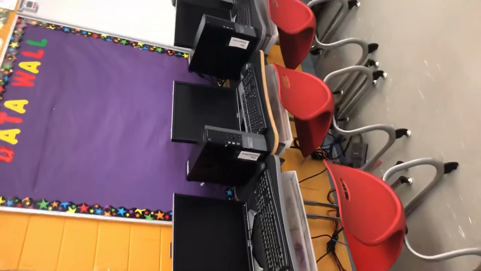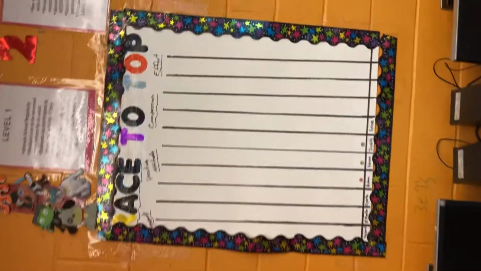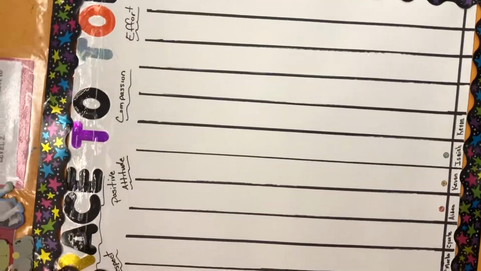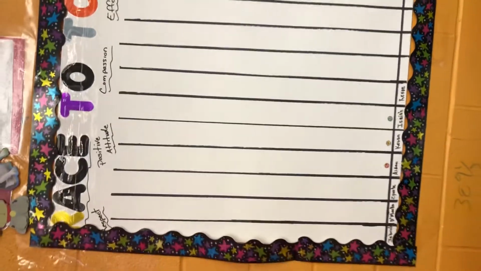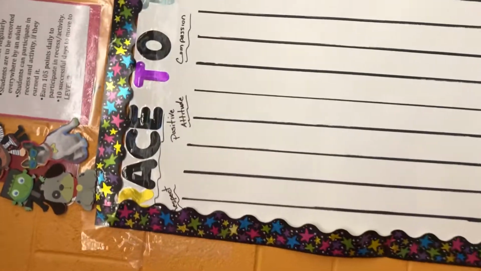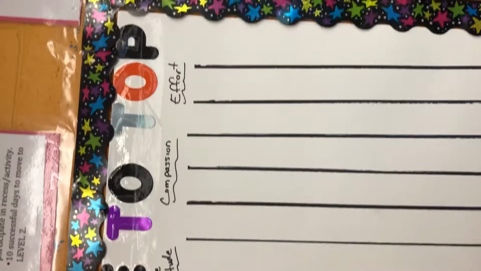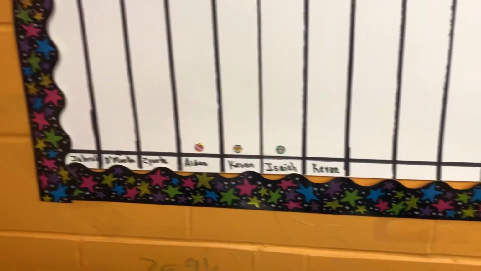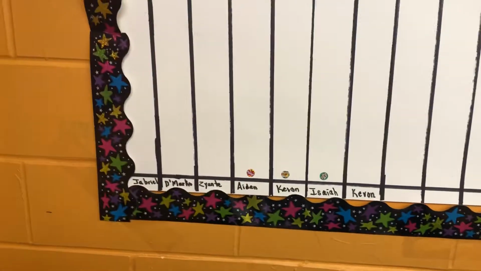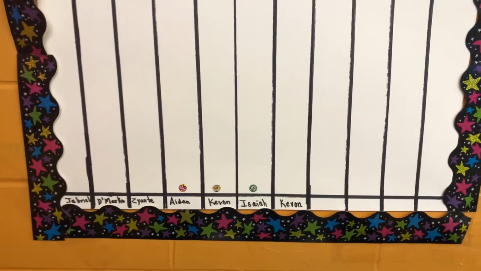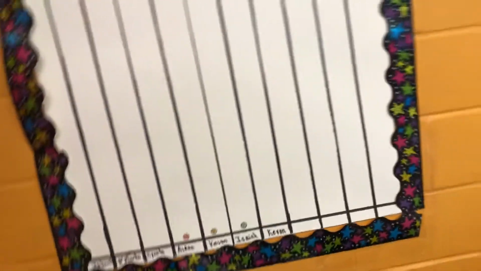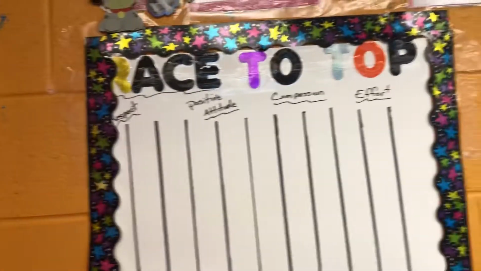Another technology. I came up with this right here, a race to the top. A race to the top is where I capture students who display respect, positive attitude, compassion, and effort. Of course, I have several students who did this the first day of school. This is not an everyday thing, but when I capture this, I focus on it at the end of the day, letting the students know that they did these 4 things.